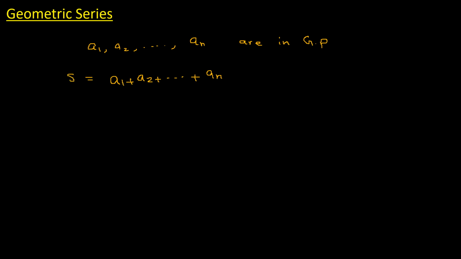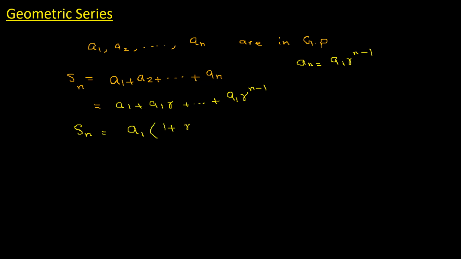And we have to find this sum. By the definition of the nth term, the nth term of a GP is an equals a1 r raised to power n minus 1. So the sum is a1 plus a1 r plus so on plus a1 r raised to power n minus 1. From here we can see that this equals a1 into 1 plus r plus r squared plus so on plus r raised to power n minus 1.